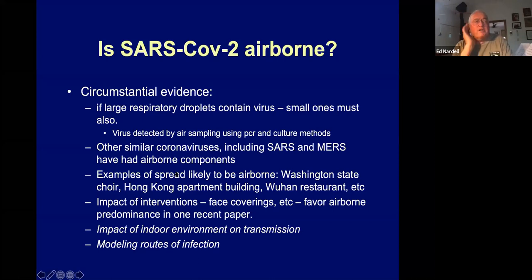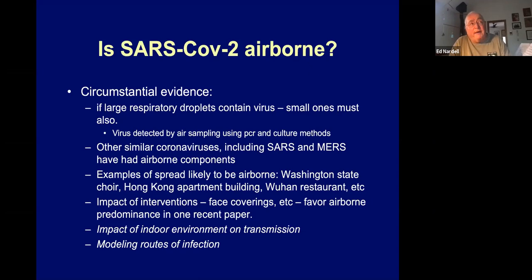Now, why are we making such a fuss over large or small particles? There really is a spectrum, and it really doesn't matter that much, except that mostly large particles will settle within, usually we say 2 meters or 6 feet, but under certain circumstances, they may go further. Small particles really become part of the air, and that's where air disinfection and other things come into play.